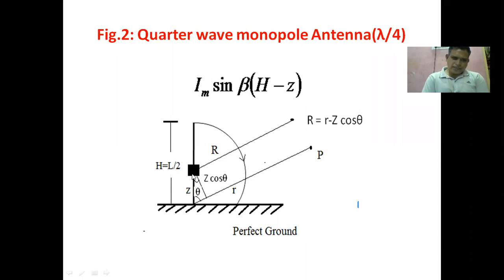This is the length of the infinitesimal small portion of this conductor, a small infinitesimal volume. Suppose it is dz, and it has current I, so I into dz is the total current element here. First of all we have to find the vector potential at the observation point based on this I into dz. This I is the current passing through this, and dz is the distance here.